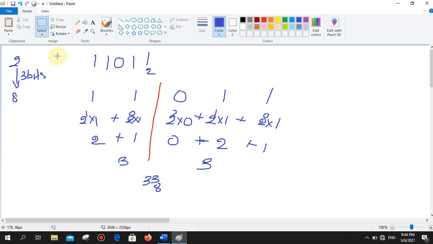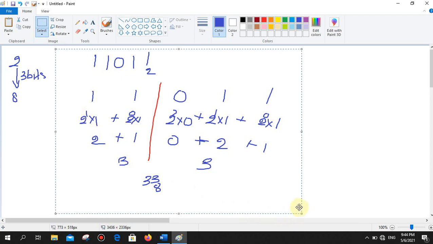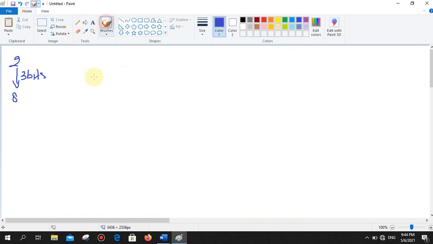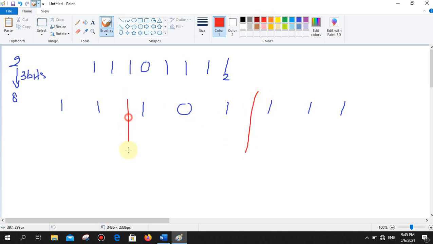We'll try out one more example. 1 1 1 0 1 1 1 1. So whatever bigger number comes, it is easy. Okay, so we'll convert this number into octal. So I'm writing 1 1 1 0 1 1 1 1. Right, now after that we'll divide into 3-bit sections. Here we have 1, here we have 1.